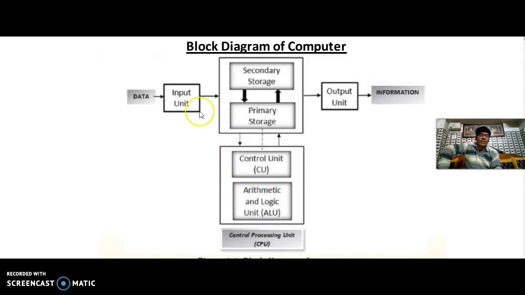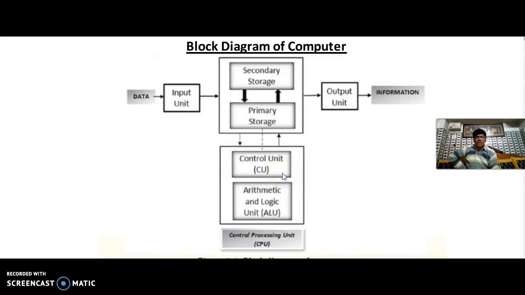Then suppose something is there on my screen, this block diagram of a computer, and I want to print it. I have given the command Control P. Here the control unit will be working, and it will take control of the printer as well, and it will instruct the computer to print the screen through the printer. So that is the work of the control unit.